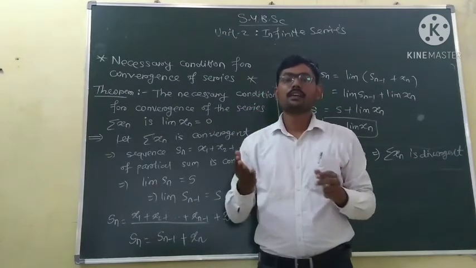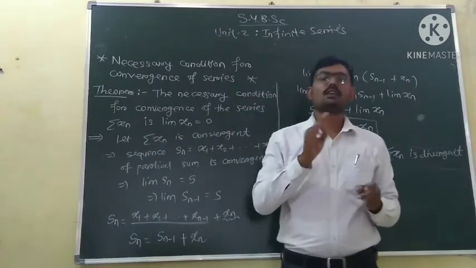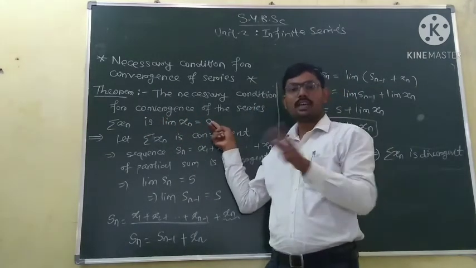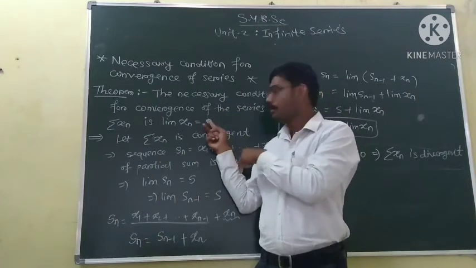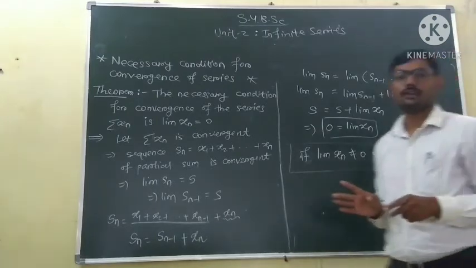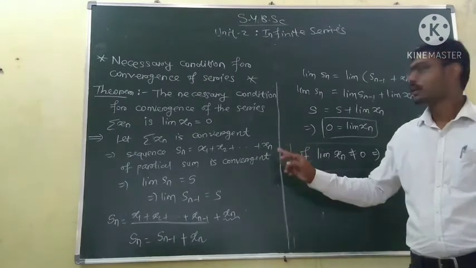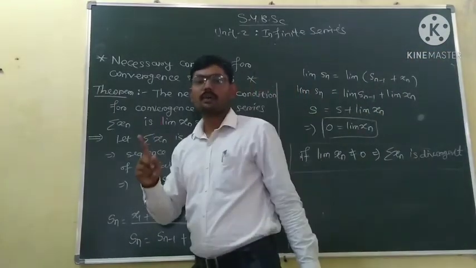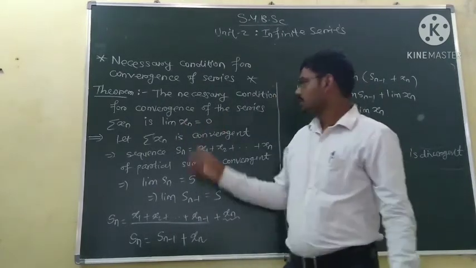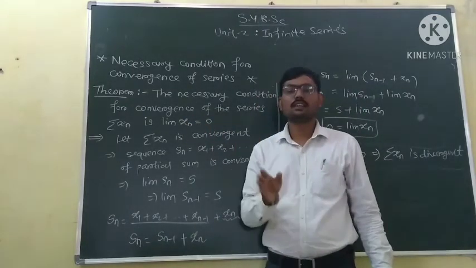But it may happen that there is some series whose limit of nth term is 0, but the series is not convergent. That can happen. So limit of nth term equal to 0 says the series may be convergent or divergent, but limit of the nth term not equal to 0 directly says that the series must be divergent. This is the application of this theorem. We will give one example in which limit of nth term is 0, but still the series is not convergent. From that we will understand that this condition is necessary, not sufficient.